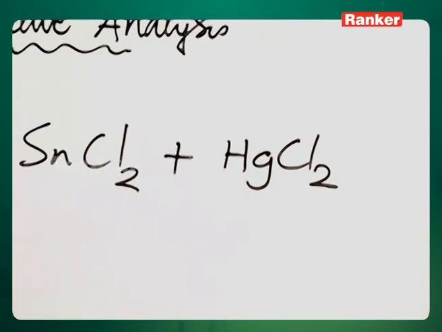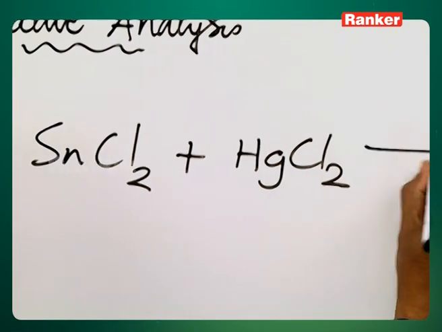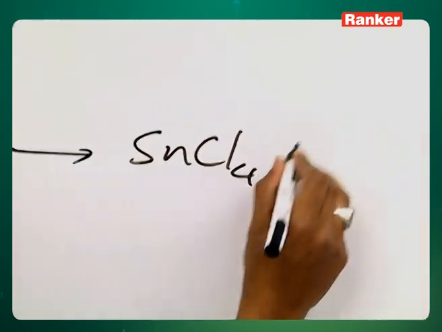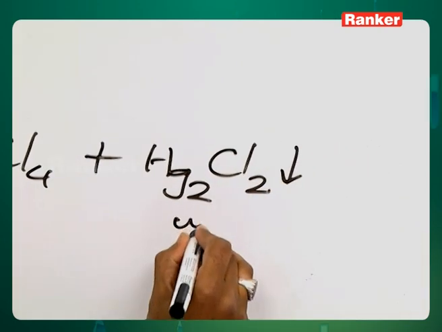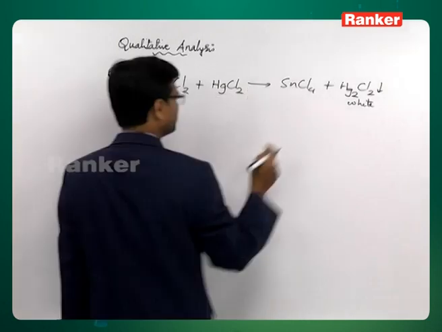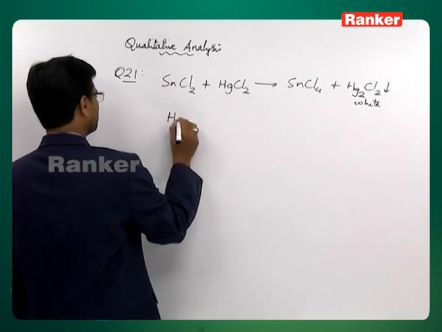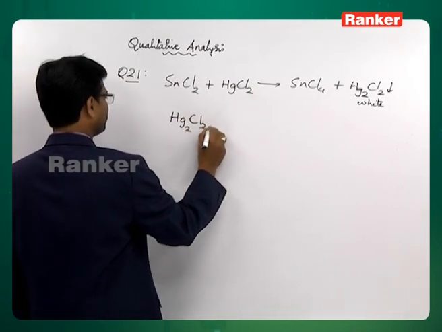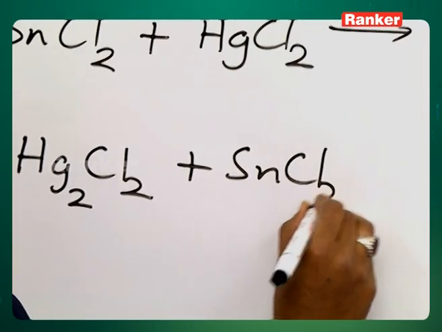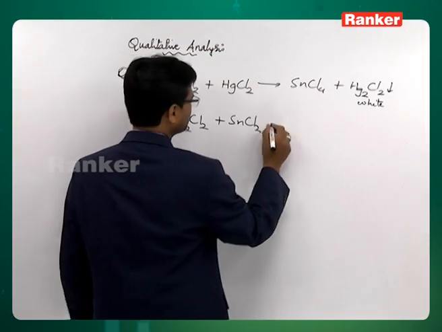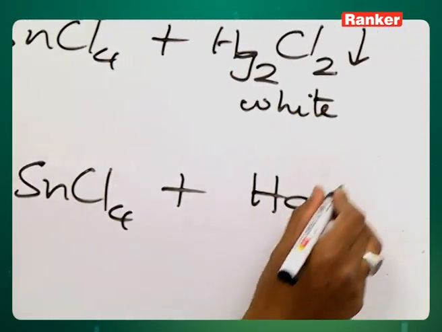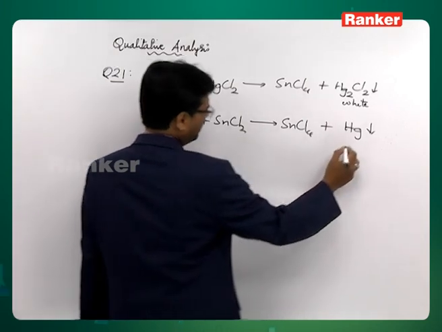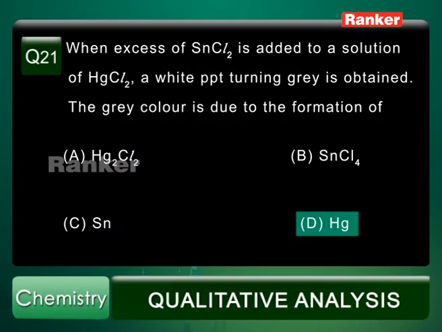SnCl2 is a powerful reducing agent. It itself gets oxidized to SnCl4. White precipitate is due to mercurous chloride. Mercurous chloride then further gets reduced by SnCl2 and it will become SnCl4, and mercurous will get reduced to mercury. This is grey. So, the correct answer is D, mercury.